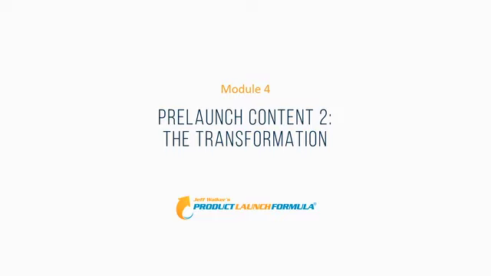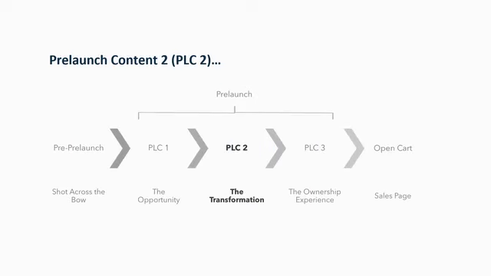Okay, so now we're going through PLC2, which is the transformation. So here again is the quick overview. It starts with the pre-pre and then the PLC1, which is the opportunity. I also like to call it the journey. PLC2, which is the transformation. That's where we're at. Another way to think about this is PLC1 is the why, PLC2 is the what, PLC3 is the how or the how-to.